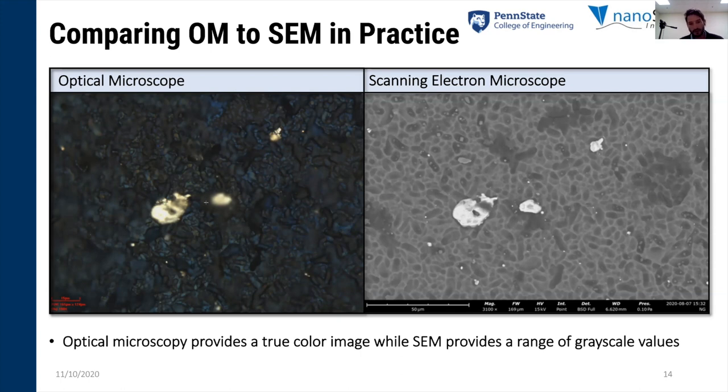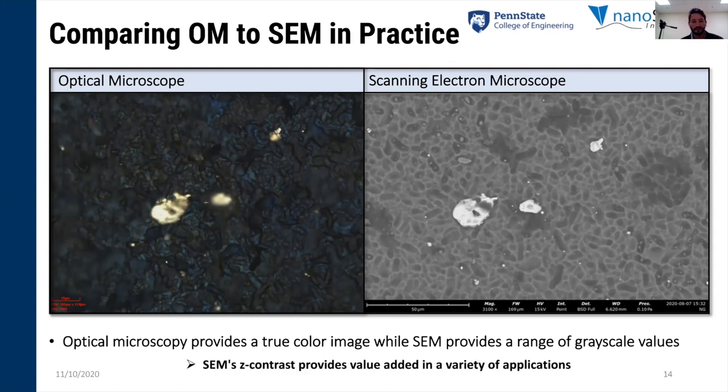However, you'll also notice the SEM image looks a little crisper, a little sharper, and you'll notice a little bit of blurriness on the optical image, but it's not so bad. But what's interesting about the SEM image is that if you know how to interpret it fully, you can get additional information that's not present on the optical image.